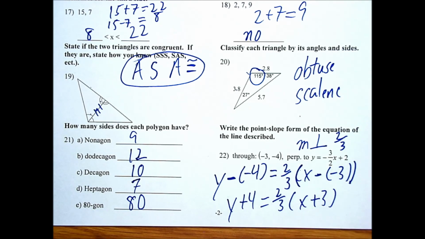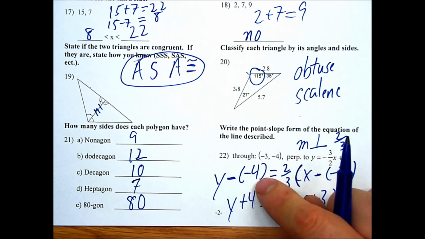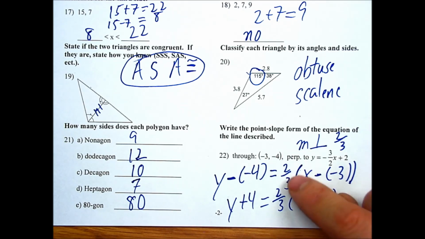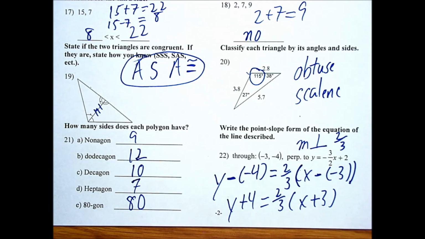But what's more important to me is that you understand the y goes next to the y and the x goes next to the x, and the slope perpendicular is the negative reciprocal of the given slope.